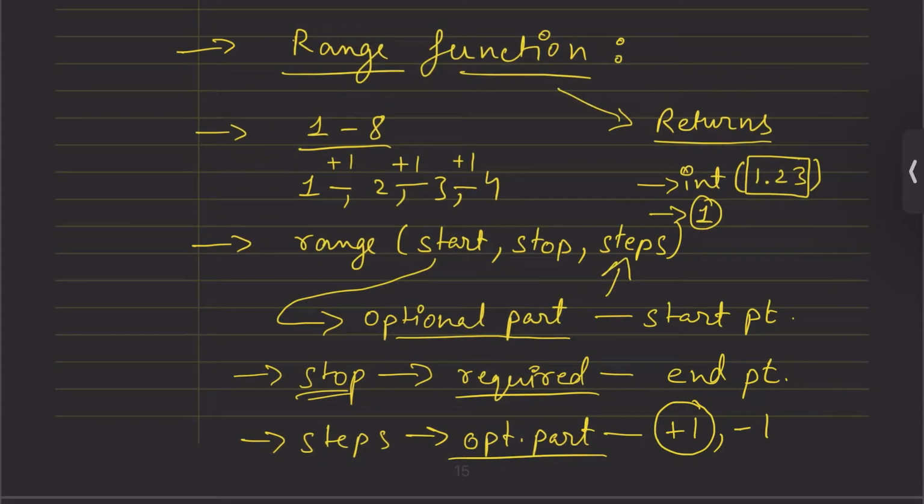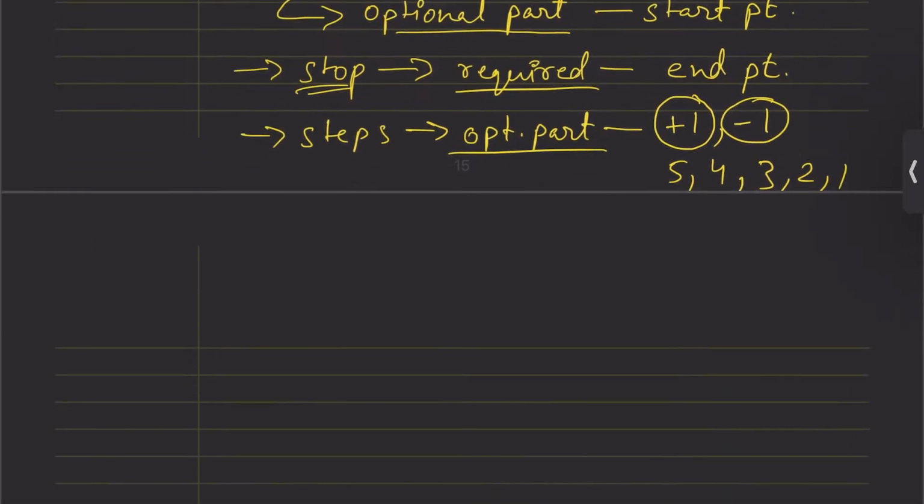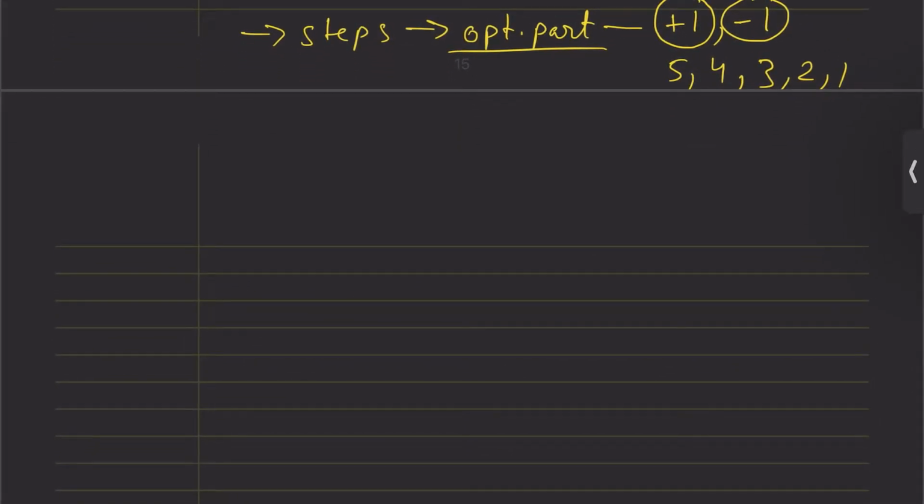If your series is in descending order, you have to provide the steps as a negative number. So if the series is in descending order, let's say I'm using this series 5, 4, 3, 2, 1, in this case the steps used will be this one. Let's take a couple of examples to understand the range function.